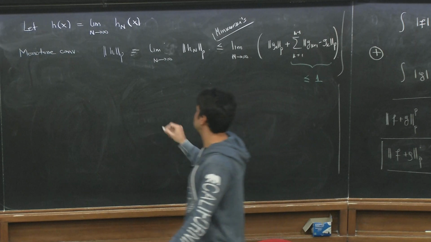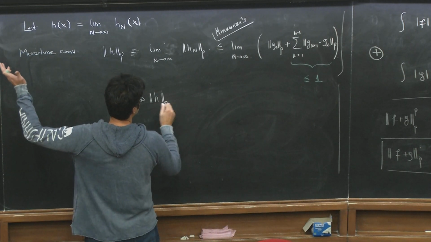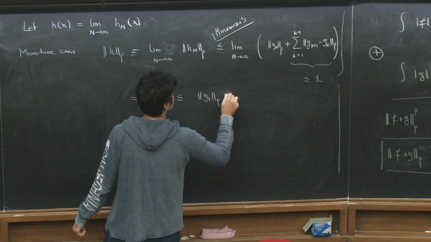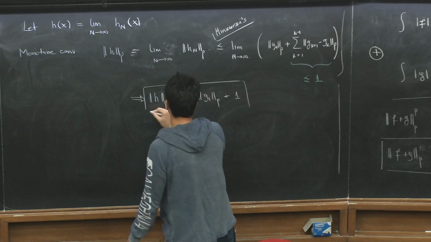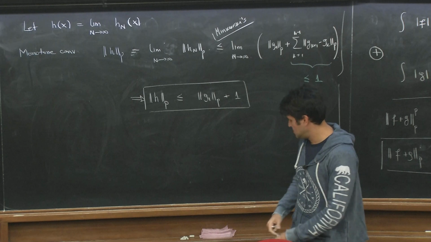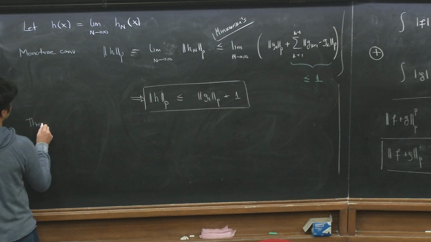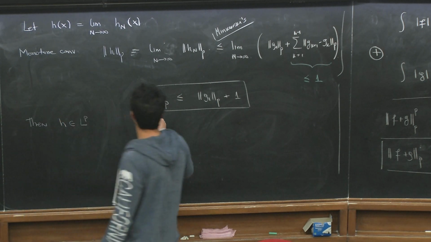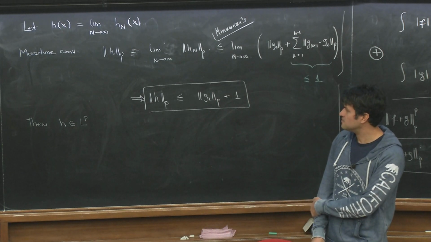So what you get is that this function h that you constructed has LP norm bounded by the LP norm of G1 plus 1. So in fact this implies that this function h that you constructed here actually belongs to LP. It has a finite P norm. Good. So far, so good?